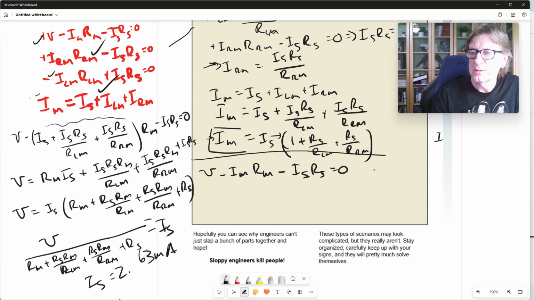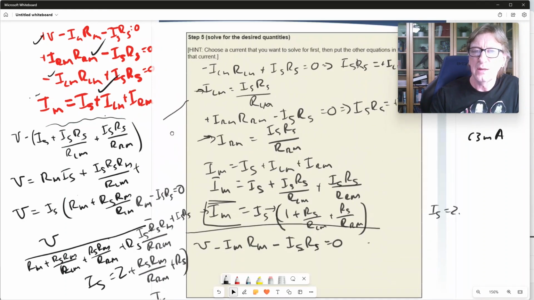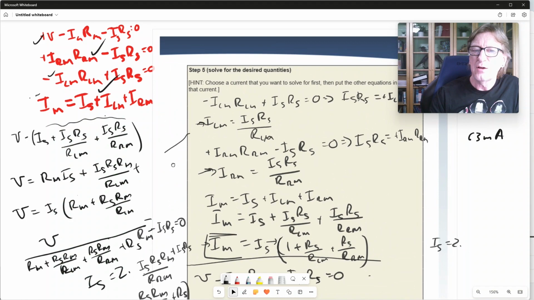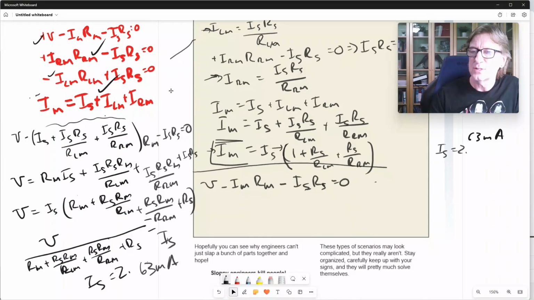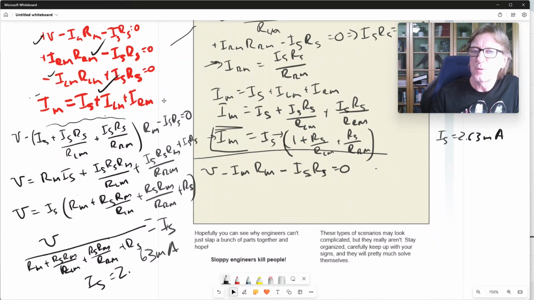So IS works out to be 2.63 milliamps. You would then take this value of IS and plug it back in. You've got a couple of choices, a couple of ways that you can do this. You could plug it into IM because we know everything for that, and that would certainly be okay. I also know IS, so I can find ILM just as quickly. And in fact, those actually would go a little bit faster.